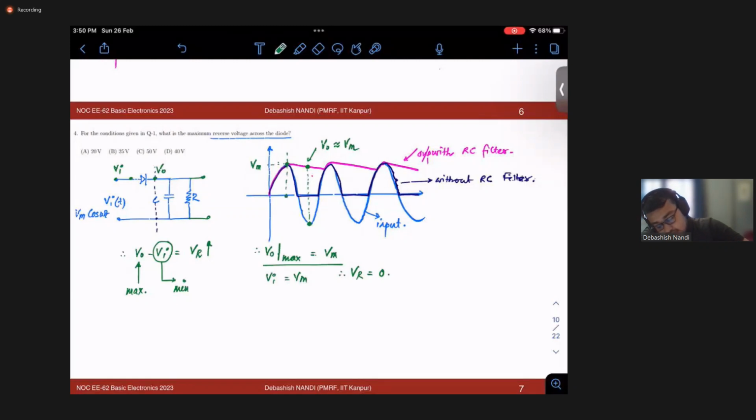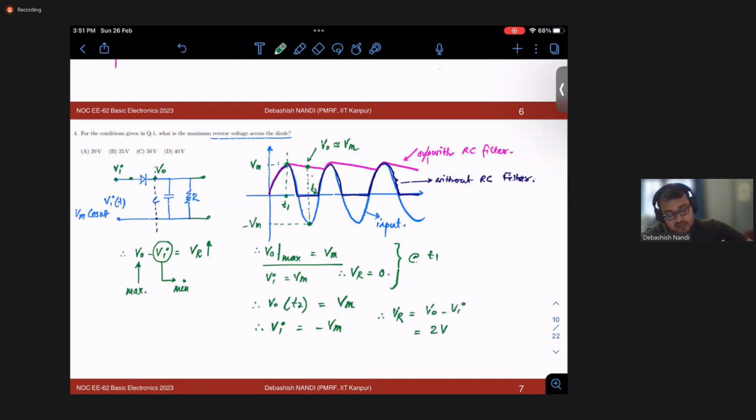So let's call it T1, and this is T2. This we discussed at T1. So V0 at T2 is equal to Vm, and Vi is nothing but minus Vm, right? What about your Vr then? Your Vr is V0 minus Vi, which is 2Vm, right?